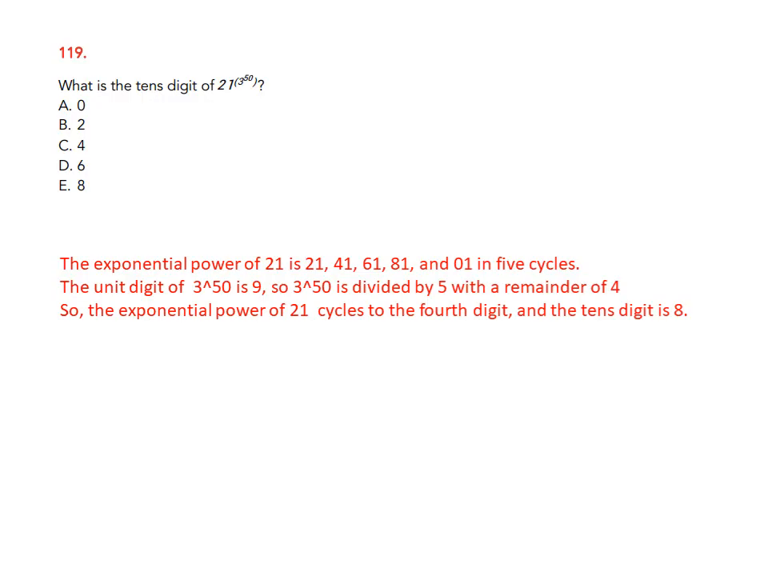Why have we divided it by 5? Because the exponential powers of 21 come in 5 cycles. So divided by 5, we get the remainder 4. Now, the 4th power of 21 in the cycle, the tens digit is 8. So our answer will be option E, that is 8. This problem is a little bit tricky and a little bit complex, but you need to do it to sharpen your thought process.